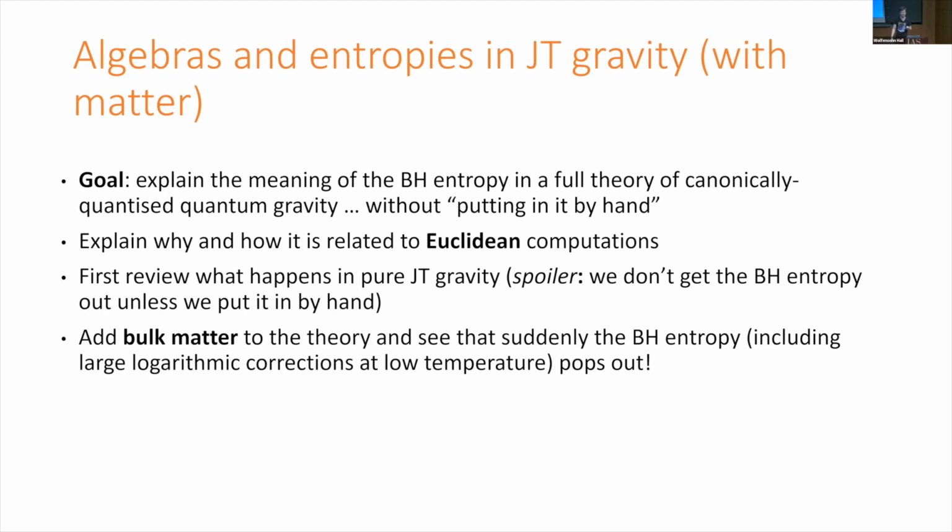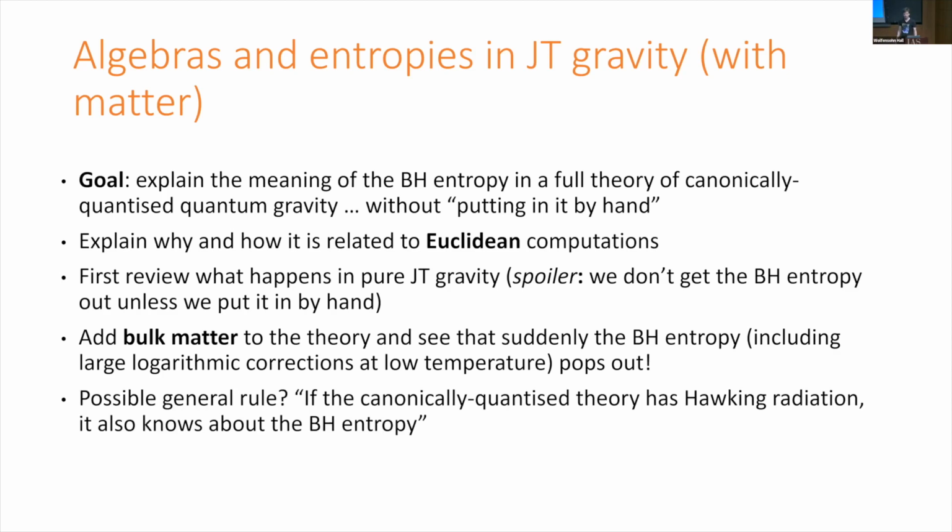So just to get a bit speculative, possibly the general rule is that pure JT gravity does not have Hawking radiation, and it doesn't know about the Bekenstein-Hawking entropy. If we add bulk matter, we actually have Hawking radiation. It has a meaningful temperature, and it also knows about the Bekenstein-Hawking entropy in a precise way. So speculatively, these two things could always come hand in hand.